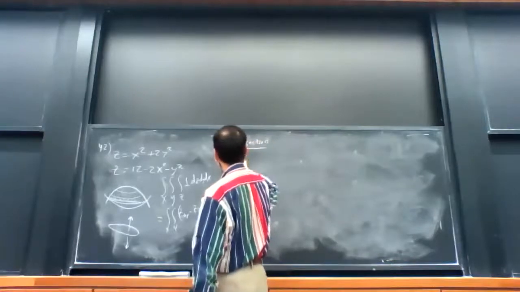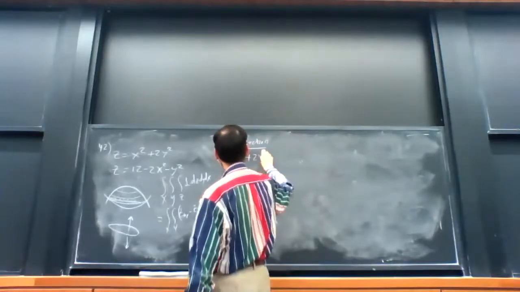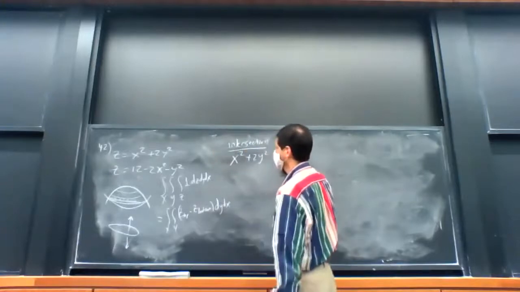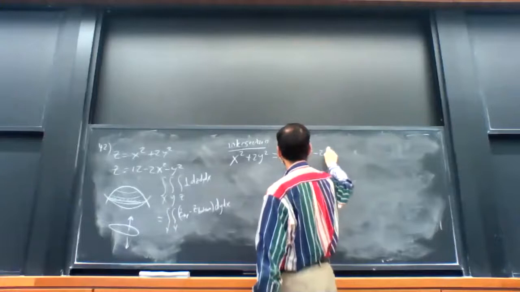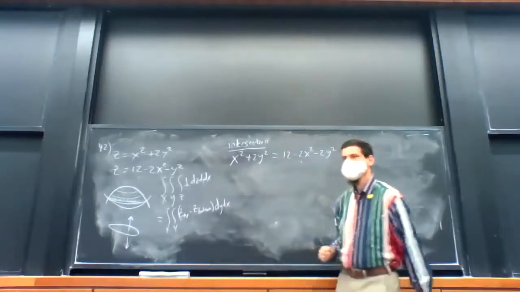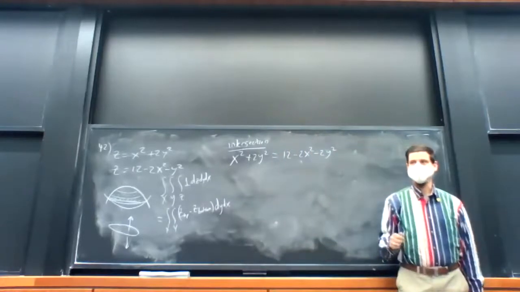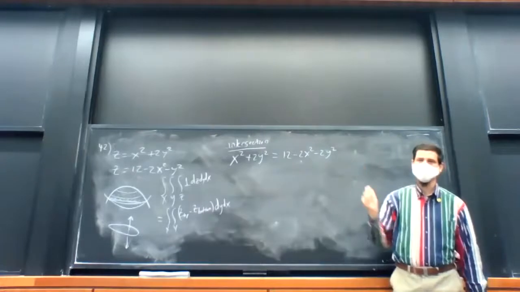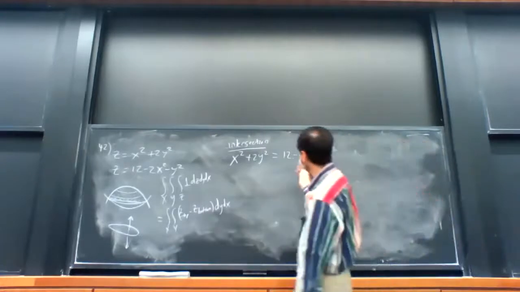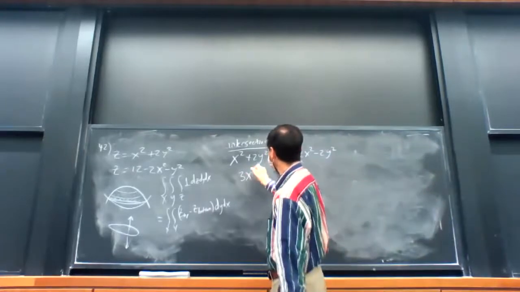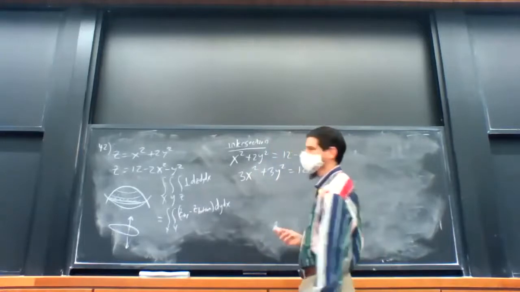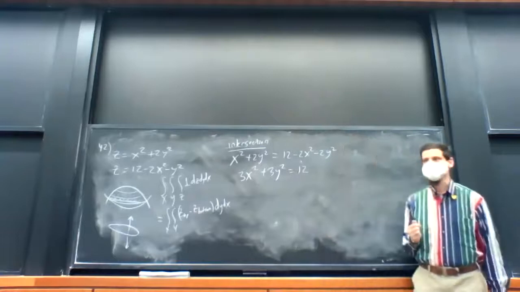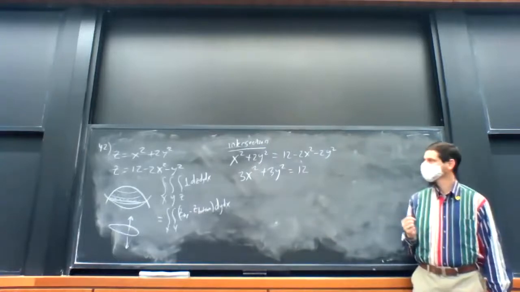we would get x squared plus 2y squared is equal to 12 minus 2x squared minus 2y squared. Let's put all the x's and y's on one side and all the constants on the other. So when we bring this over, we get 3x squared plus 3y squared equals 12. It is screaming, please divide by, yes?